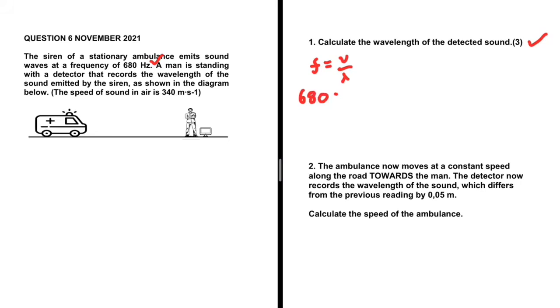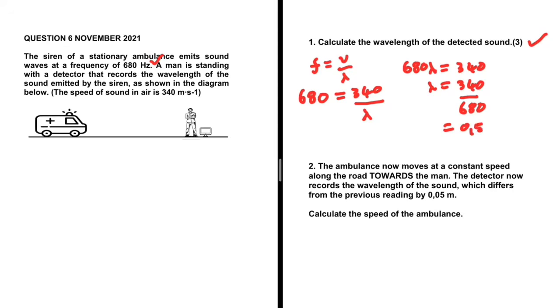680 hertz. The velocity, the speed of sound in air, 340 meters per second, divided by the wavelength. We're interested in the wavelength here. So if we cross multiply, we get 680 times the wavelength equals 340. So the wavelength is equal to 340 divided by 680. This should be equal to 0.5 meters. So there we go. That is the wavelength of the detected sound.